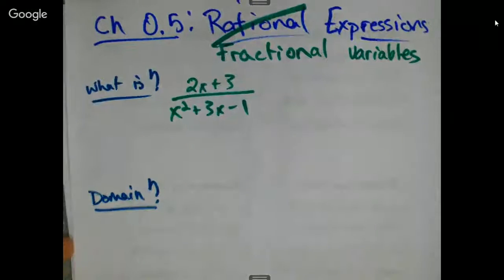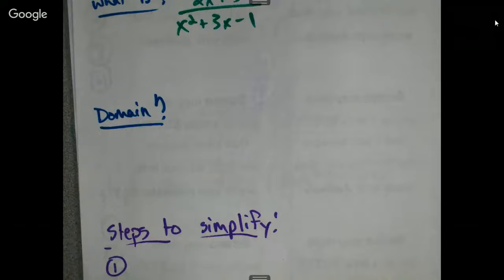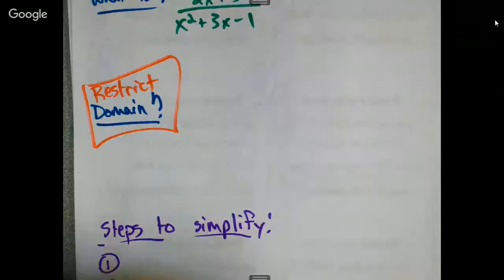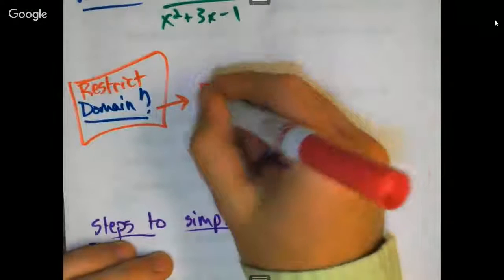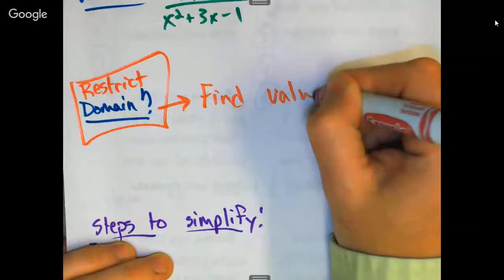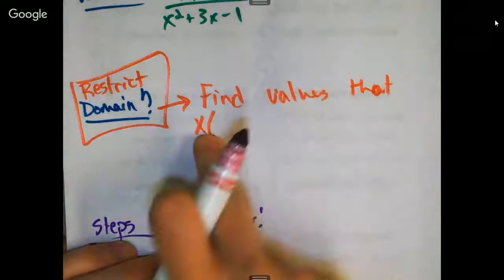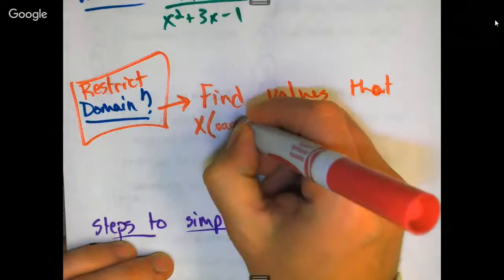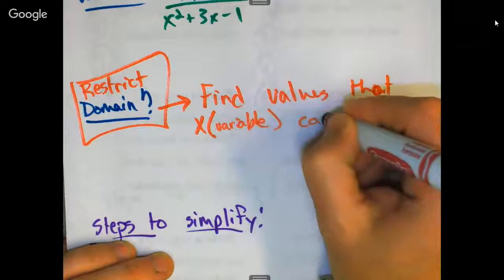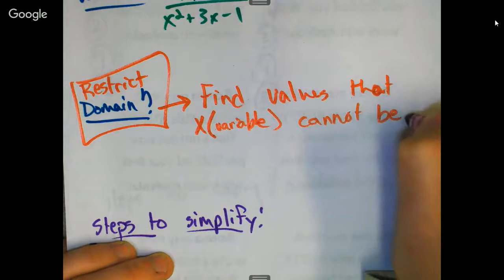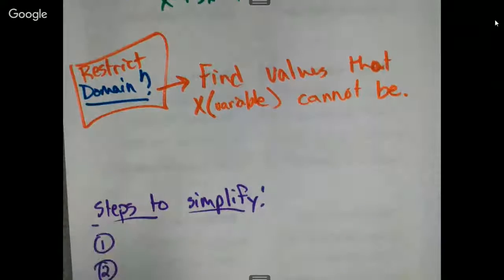Now, one really important thing we must do with rational expressions is restrict the domain. What that means is to find values that x, or your variable, cannot be. And this step is easy.